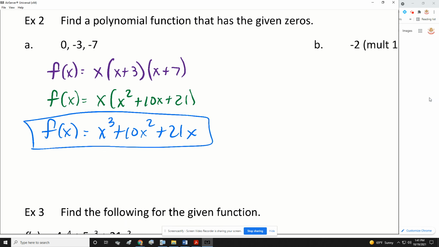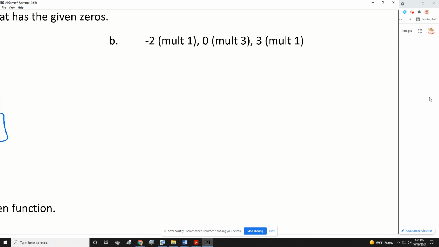That is a polynomial function that has those zeros. Okay. The next one is slightly different. We still know the zeros, but we're also given the multiplicity of them. So even though it's in a different order, I am going to start with the zero that is 0. So I know that's going to be x. But if it has a multiplicity of 3, it's actually going to be x cubed.